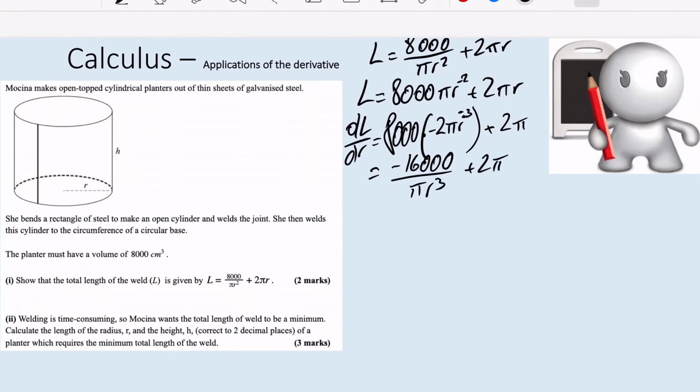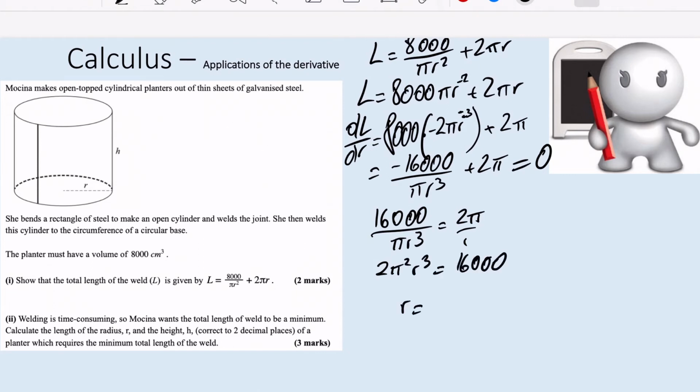Now, I want to solve for 0, so let dL/dr equal 0. And let's see where we end up. So let's take the negative 16,000 over pi r cubed to the other side, becomes positive. We'll cross multiply, so 2 pi squared r cubed equals 16,000. r is going to be the cube root of 16,000 over 2 pi squared. Now put that into your calculator and you are going to get 9.32.